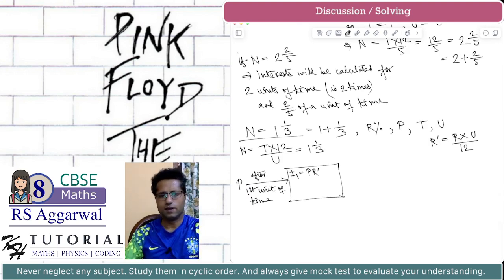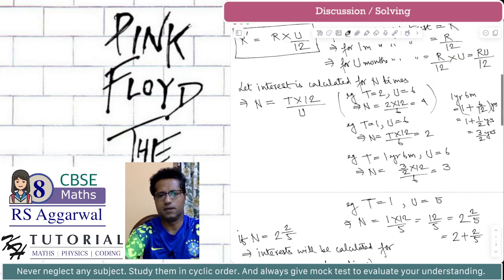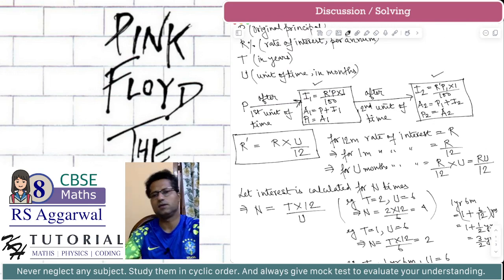Okay. So we have I1 will be P R dash multiplied by 1 by 100. As I already said in the beginning of the flow chart, it is actually R dash P multiplied by 1 divided by 100. Why 1? Because we are calculating the interest after 1 unit of time.